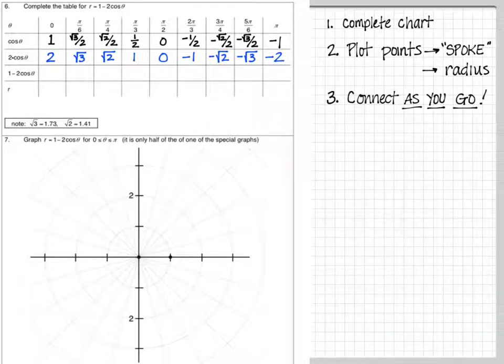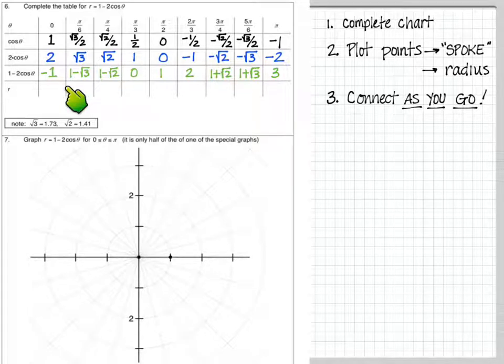And then we double each one of those because it says 2 times cosine of theta. So in blue, I doubled each one of those. In this third row, we're doing 1 minus the blue numbers. So I'm taking 1 minus 2, and I get negative 1. And then 1 minus root 3, well, that's just 1 minus root 3. I don't know what that is right now.